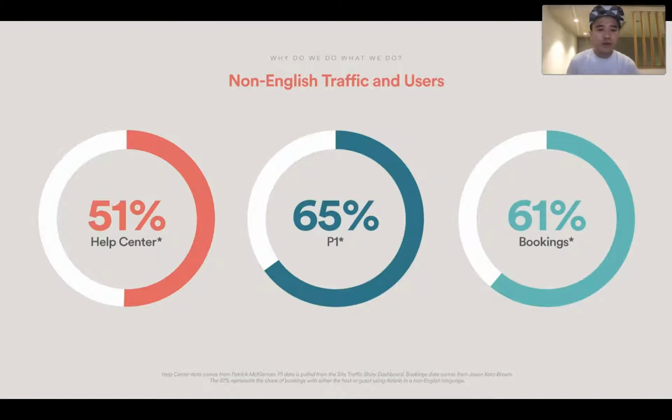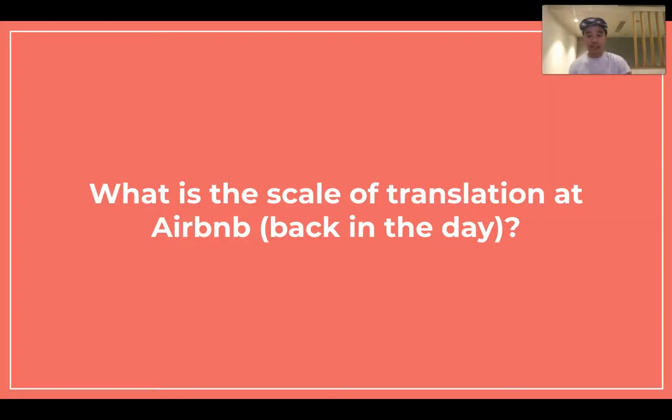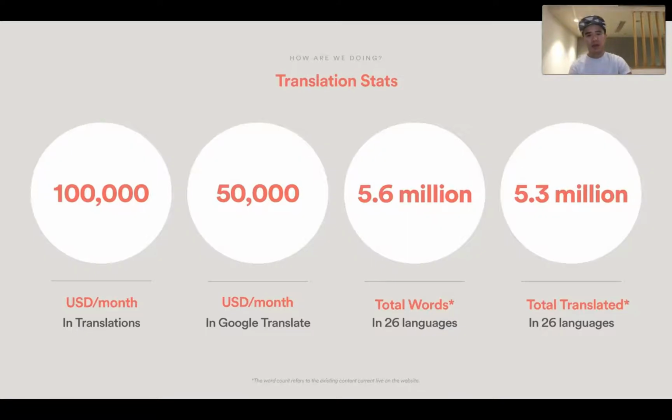Now, with so many of our users being international and multilingual, we obviously had to translate our content into more languages to meet the needs of our users. And translation was actually a big undertaking for us. Even back when we first started, we were already spending a lot of money and resources in this area. We were spending on average 100,000 US dollars a month in human translations, and more than $50,000 in machine translations. And we had more than 5.6 million words live on the site across 26 languages.